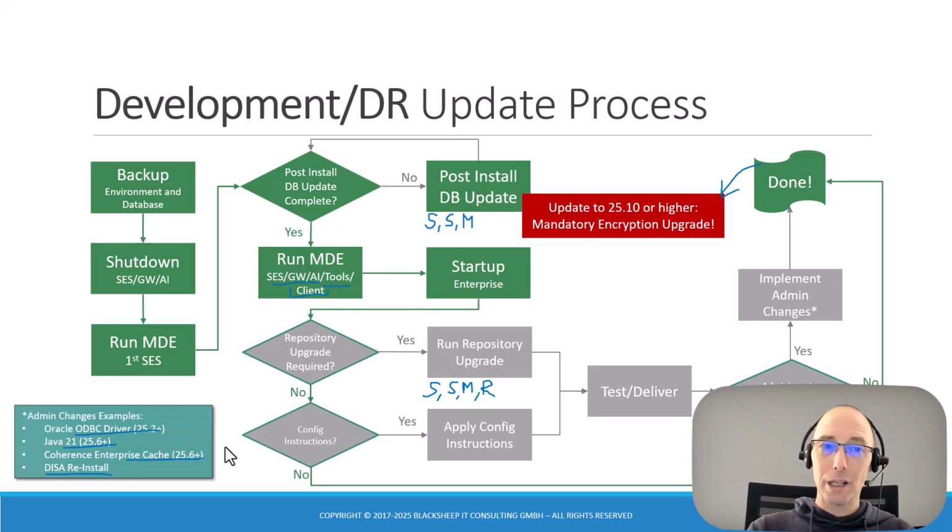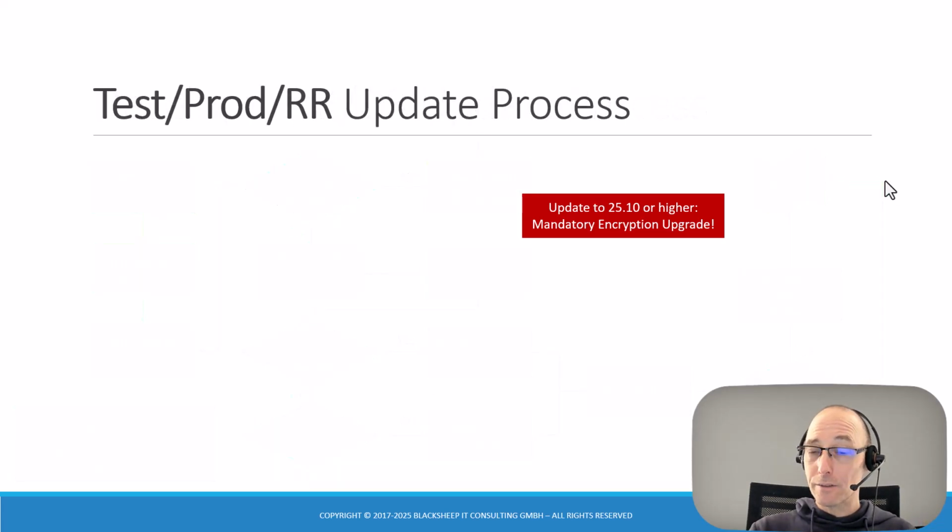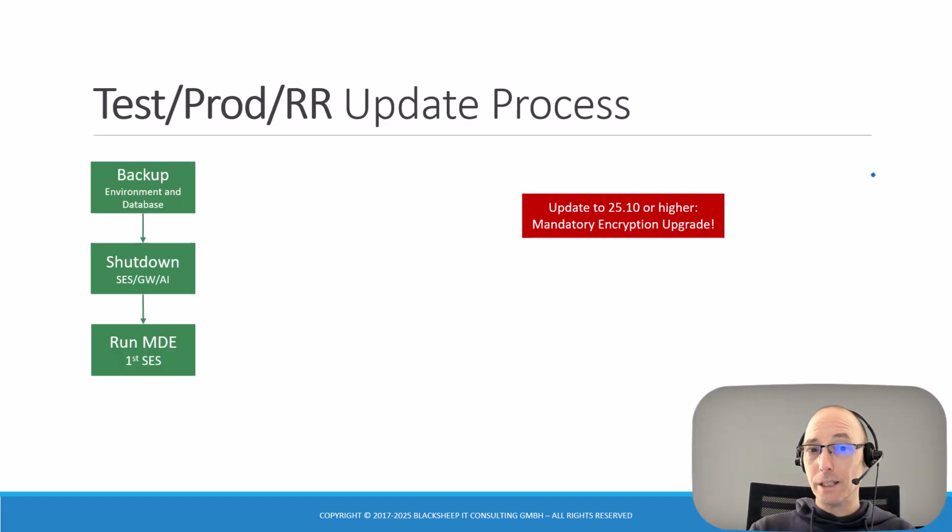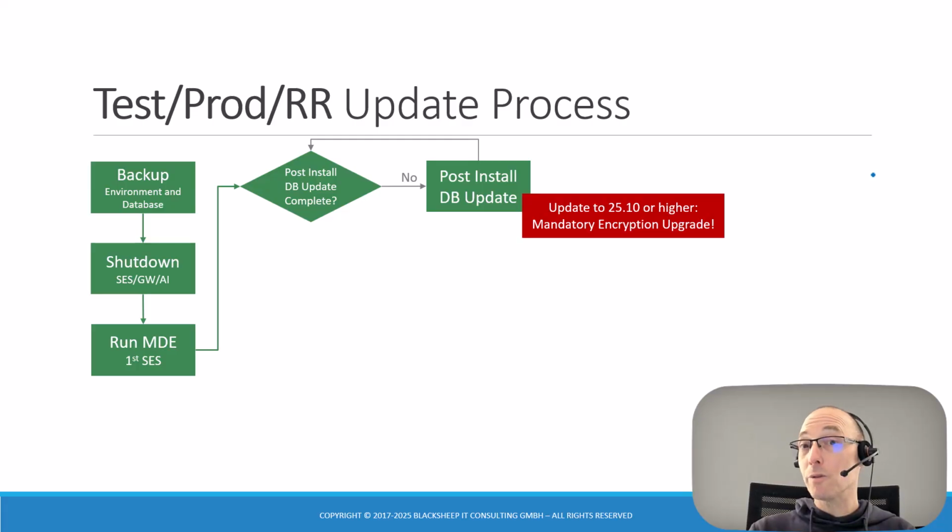So now we really have the development environment updated, and it took me a few minutes to explain that, so it will take you a few days to get there if you run the repository upgrade, probably. And let's now take a look at the test or production environments. It starts the same with a backup, shutdown, running the MDE, making sure the post-install database update is complete. Again, remember, it does schema, seed data, and manifest updates, mandatory updates in those 3 areas.